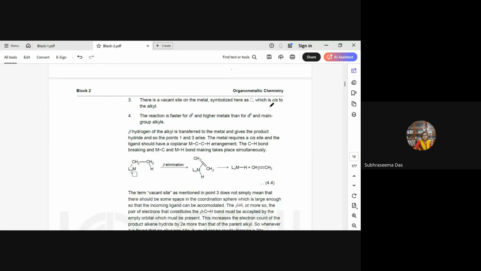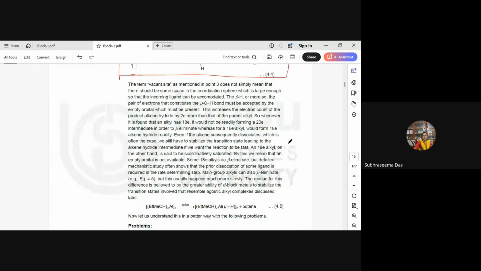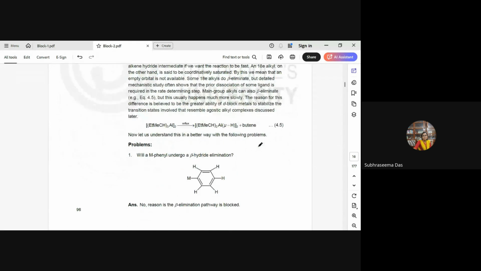There is a vacant site on the metal. The reaction is faster for d2 and higher than for d0. So the beta hydrogen of the alkyl is transferred to the metal and gives the product hydride. In this equation 4.4, the beta hydride elimination has been shown for the CH2 case, and here you can see how this leads to the elimination of CH2. Now there are also various problems associated with beta elimination, but this is one of the ways for decomposition of the hydrides.